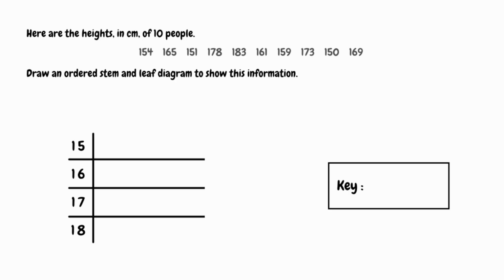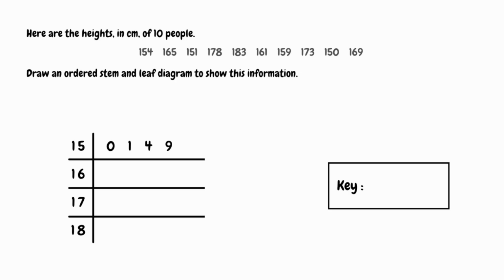We're then going to fill it in. So looking at our numbers in the 150s, well, we have 154, 151, 159, and 150. So putting these in order, I only need to put the units now on the leaf side, so that would look like this.